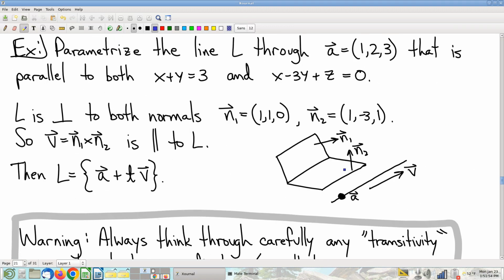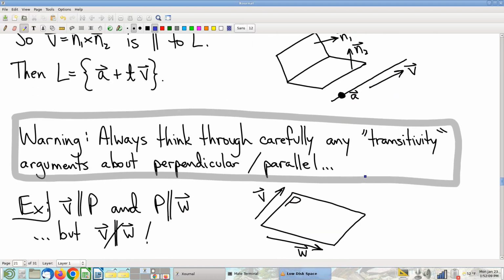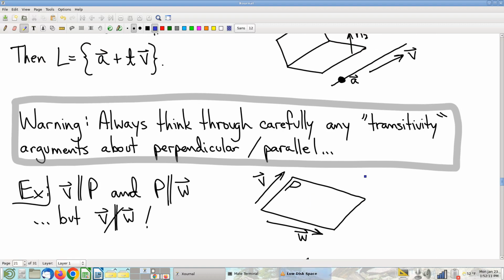Down here in this next example, the line is parallel to the plane, and the plane is perpendicular to the vector, and therefore the line is perpendicular to the vector. So, again, kind of a transitivity. The warning I want to give you is that these sort of transitivities don't always work. Just because grammatically it feels like they ought to, it does not necessarily work.